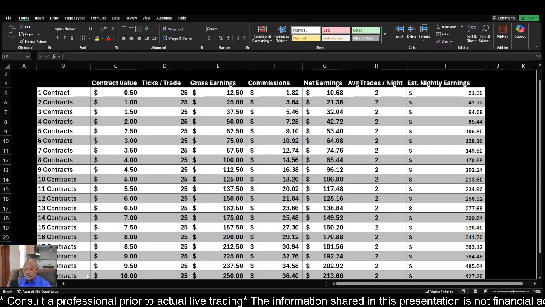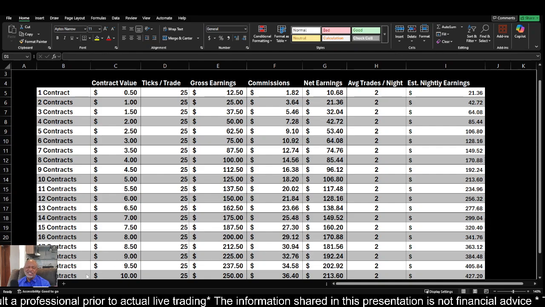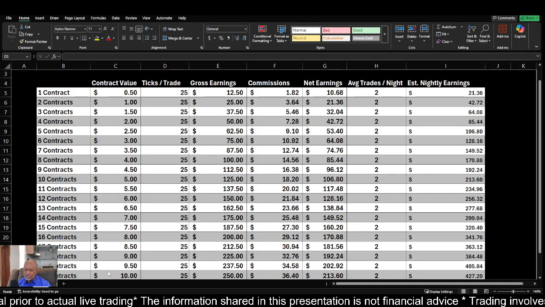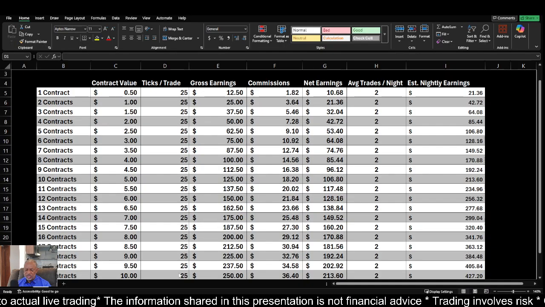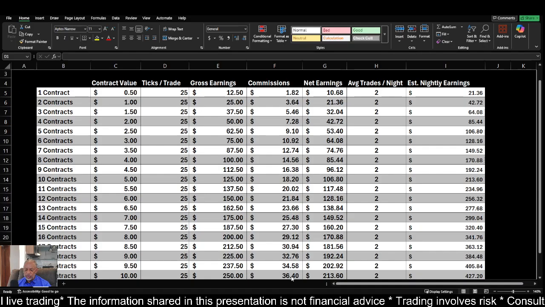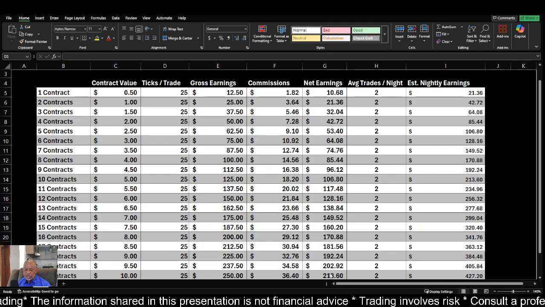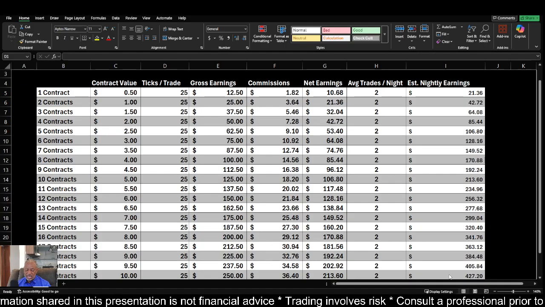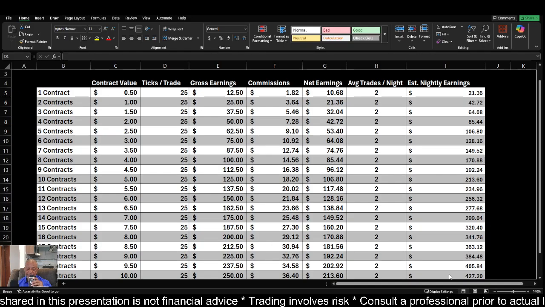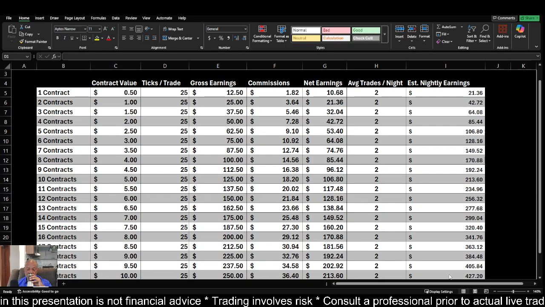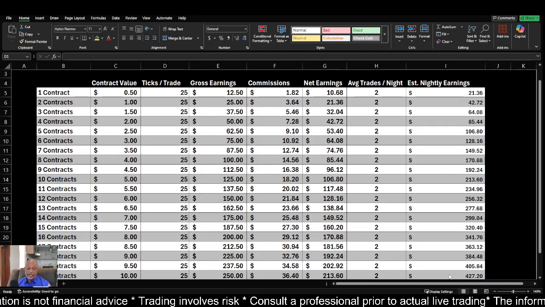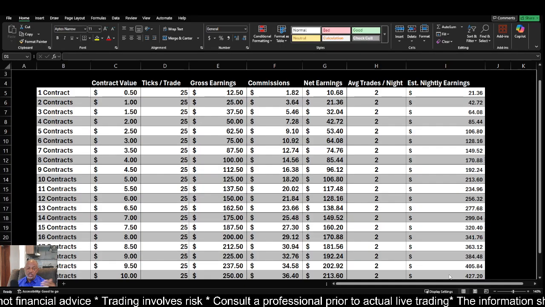And then, so you get to 20. And I'm thinking, well, if I get to 20 contracts, I'm good. I'm pretty good, right? So 20 contracts, $10 a tick. That's $250 per trade. I'm netting $213.60. I do 2 of those a night. That's $427 per night. $2,000 a week. $100,000 a year, and you're essentially working 2 hours a night.